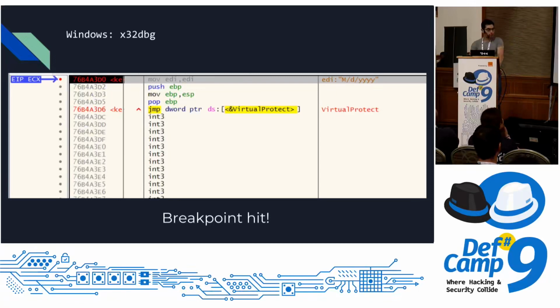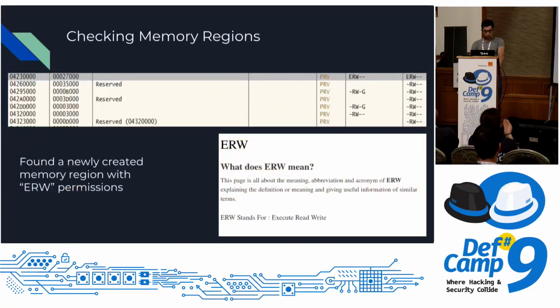How is this happening? We check that. We'll answer how it is happening later. Right now, we actually know that VirtualProtect is reserving a section of memory with ERW. ERW means execute, read, write.